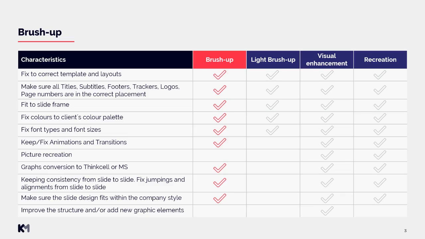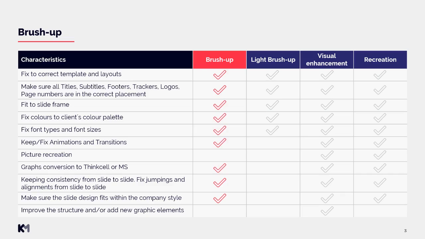Now let's talk about which actions we need to take when we are brushing up the slides. First of all, we need to fix slides to the correct template and layout. Then we make sure all titles, subtitles, footers, trackers, logos, and page numbers are in the correct placement. We fit contents to slide frame, fix colors to the client's color palette, and fix font types and font sizes. We keep or fix animations and transitions.